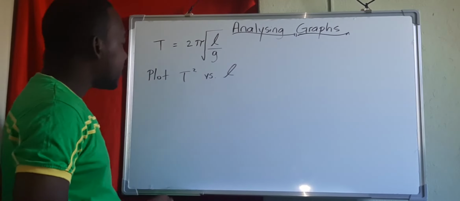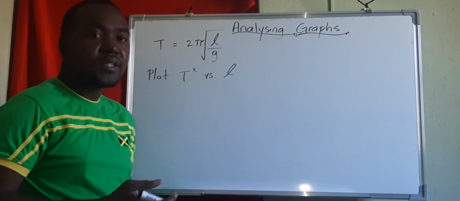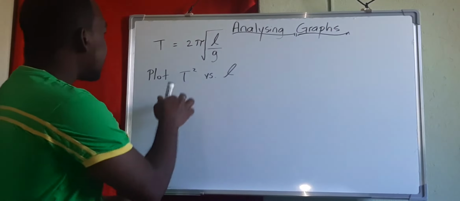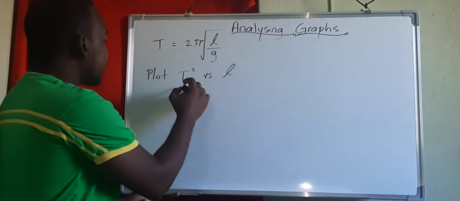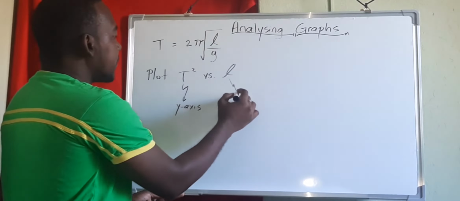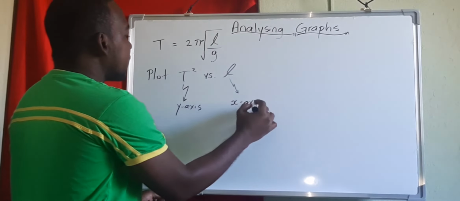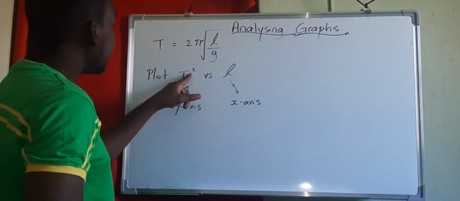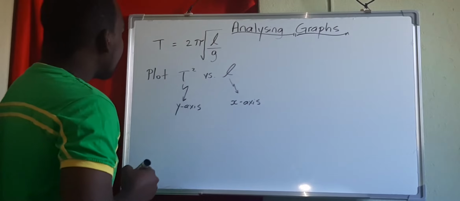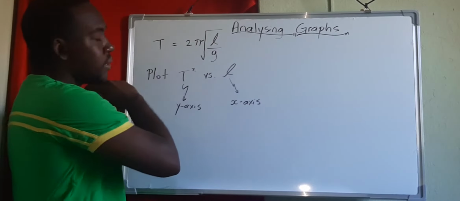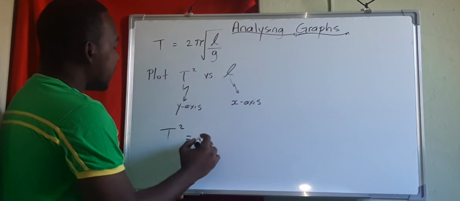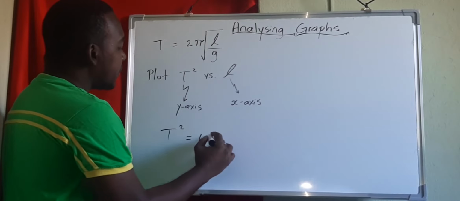So if we plot T squared versus length, how can we use the equation to tell us certain things that we should expect, right? So the first thing is that, remember, whatever comes first would be what's on the y-axis, and then what comes second would be on our x-axis. So therefore, we need to make T squared the subject of this formula, right? So if we square the T, we have to square what's on the right side as well. So T squared would be equal to 4 pi squared.